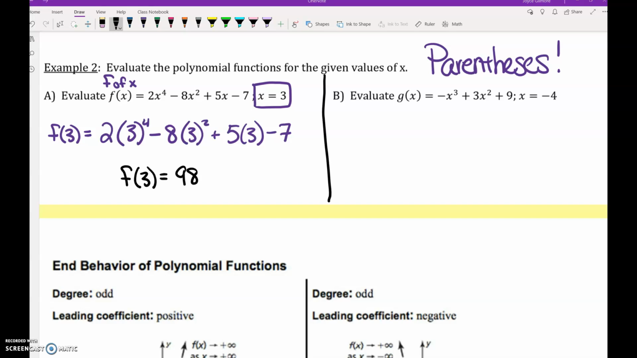If you got 98, you punched this into your calculator correctly. F of 3 is 98. That statement means we took the function f, we plugged 3 into it, and we got 98 as our answer.